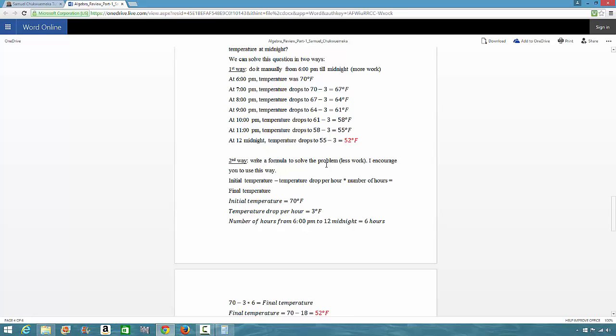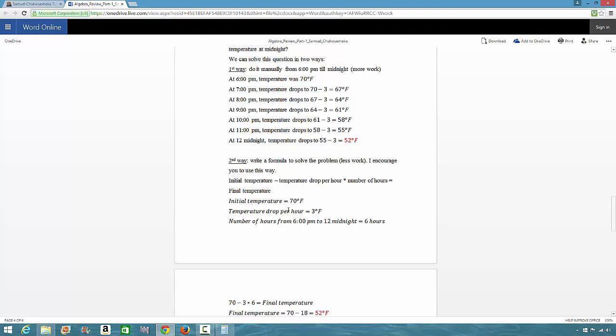So you notice that this initial temperature of 70 minus each hour, it drops 3 degrees each hour. So minus the number of hours. You find 70 minus how many hours from 6 p.m. to midnight? So that's 70 minus the number of hours times the drop per hour, which will give you the final temperature.